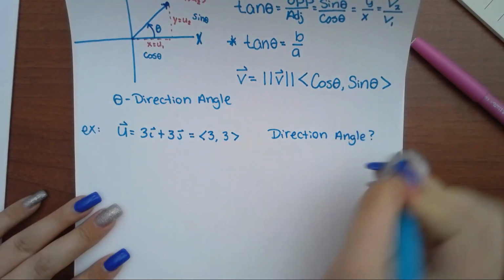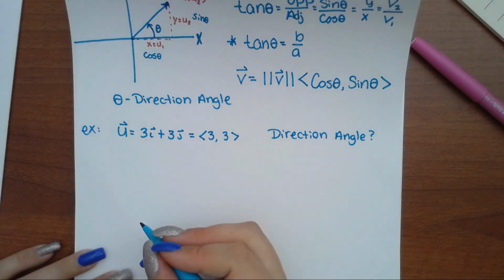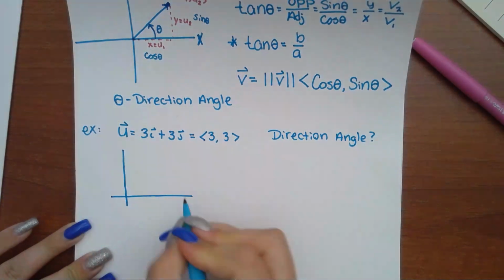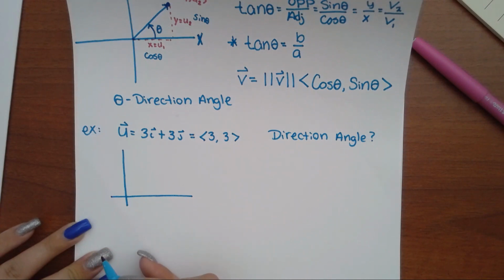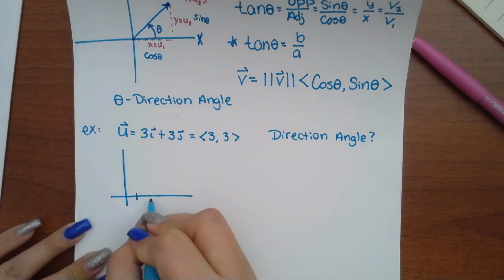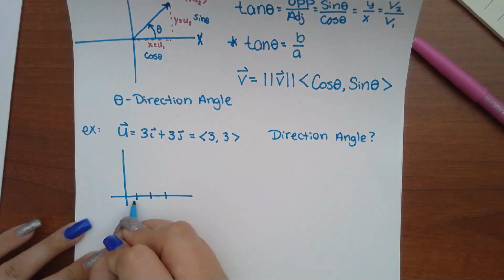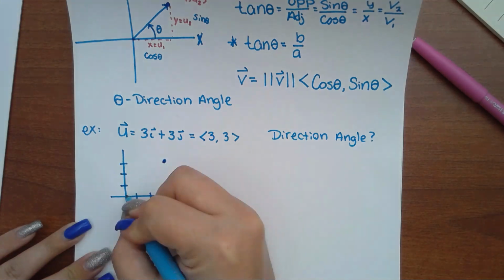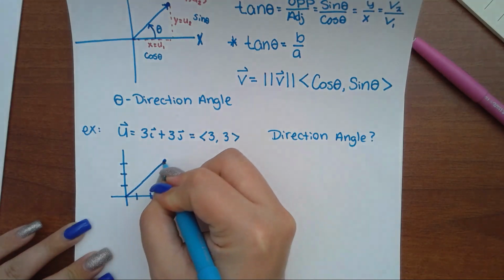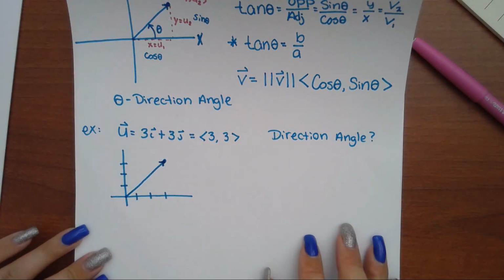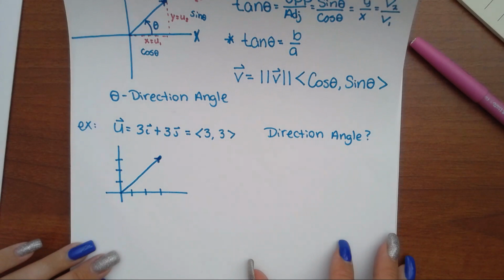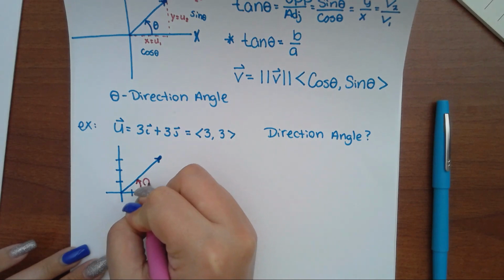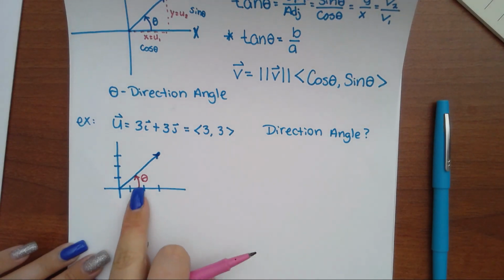To find the direction angle, I would always suggest to graph your vectors with direction angles because it makes it a little bit easier to figure out. We have a vector going out 3, up 3, and that would be right here. The line goes from 0 to that vector, to that terminal point. Now, the angle that we are trying to find is this one here, from the positive x-axis to our terminal side.